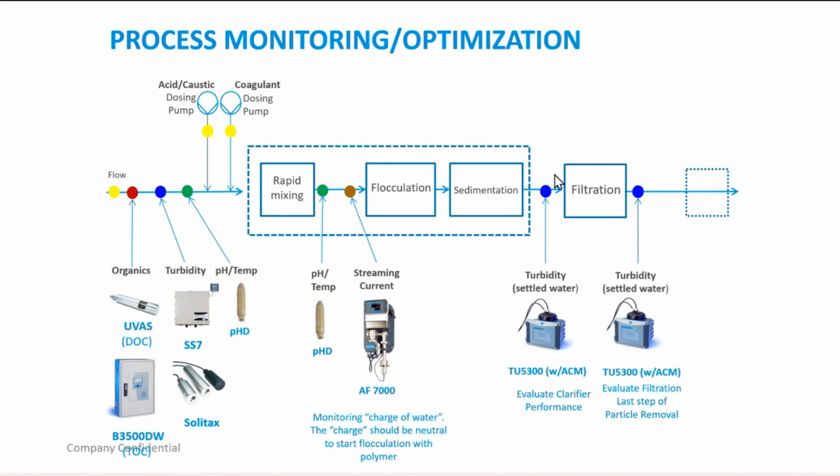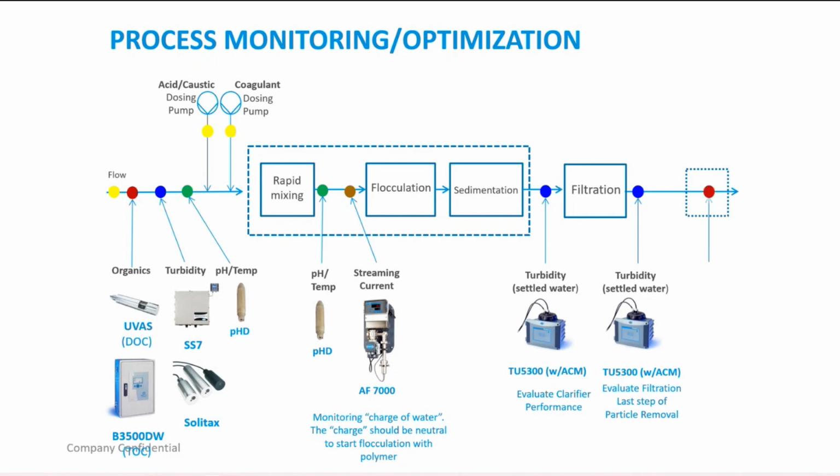But in case we have very clear water at the outlet of the sedimentation tank, we can still use the TU5300 for turbidity measurement. After the filtration, again we need to measure turbidity to see the finished water is already good quality with lower than 2 NTUs of turbidity. That is the standard for drinking water in Vietnam. For Philippines, that may be different.